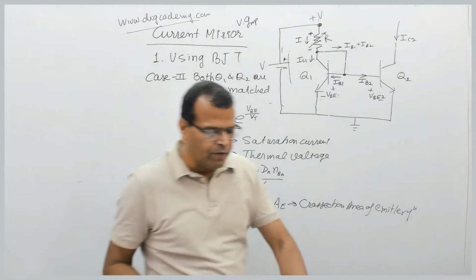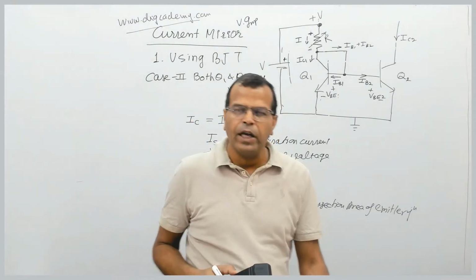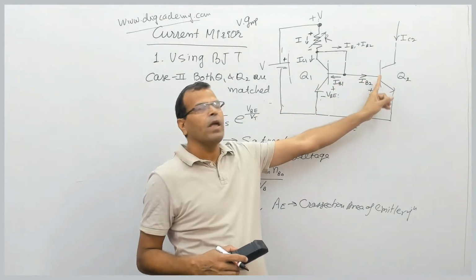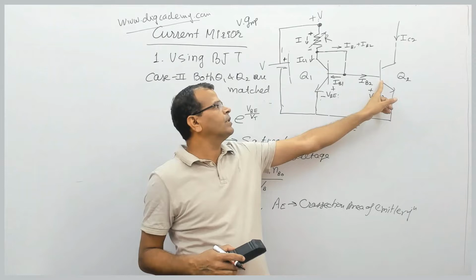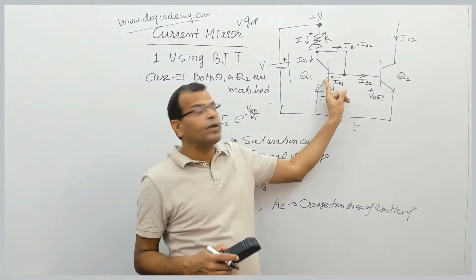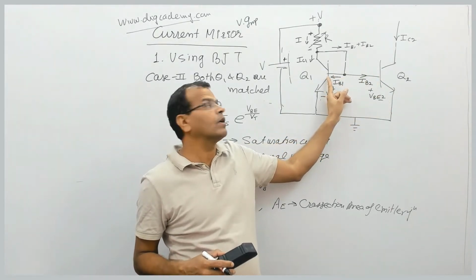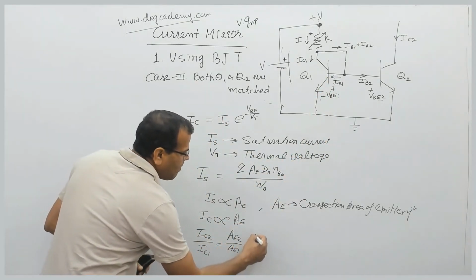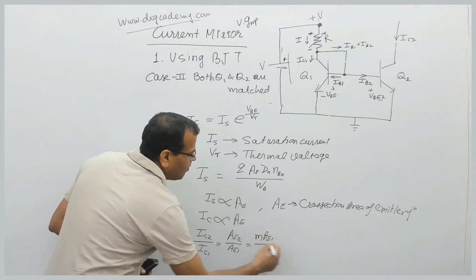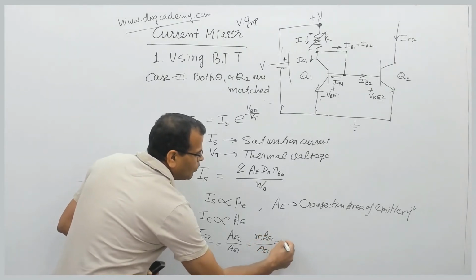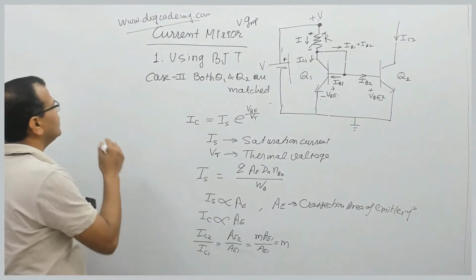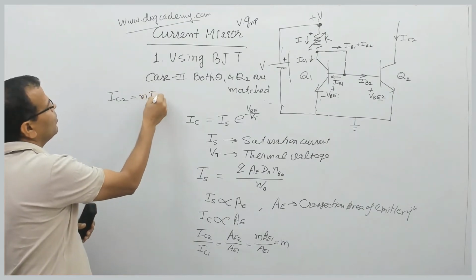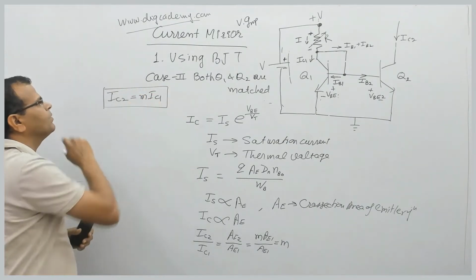Fine. And sometimes you are given a condition on the area of cross section of the emitter junction of Q2. If the area of cross section of the emitter junction of Q2 is m times the area of cross section of the emitter junction of Q1, so we take AE2 by AE1 equal to m. Fine. So what do we get? IC2 is equal to m into IC1. That is the relationship between the two.